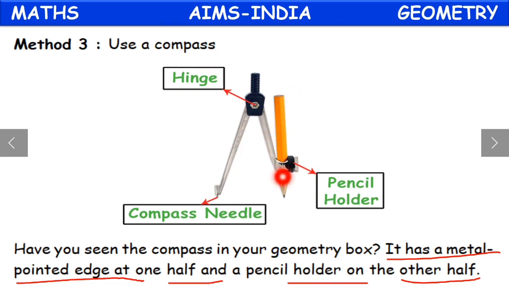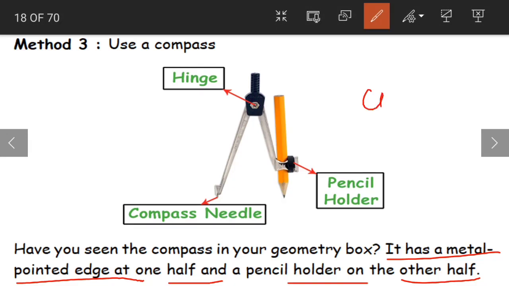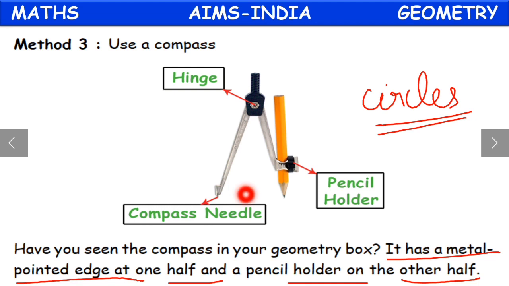Now what is the use of this compass? It is used for drawing circles. What is the use of a compass? With the help of a compass we can draw perfect circles. Now coming to the structure or the parts of a compass.